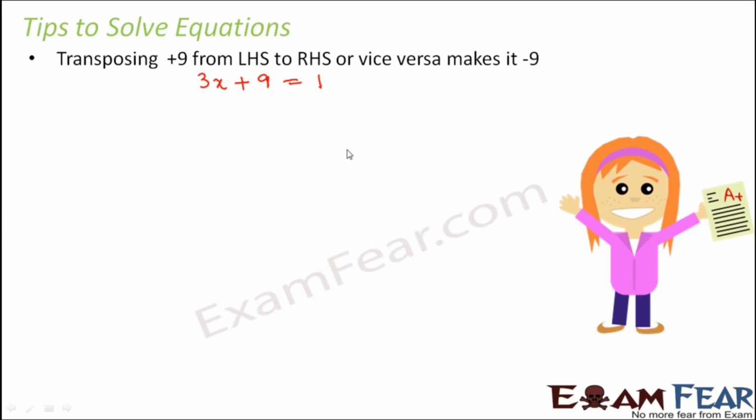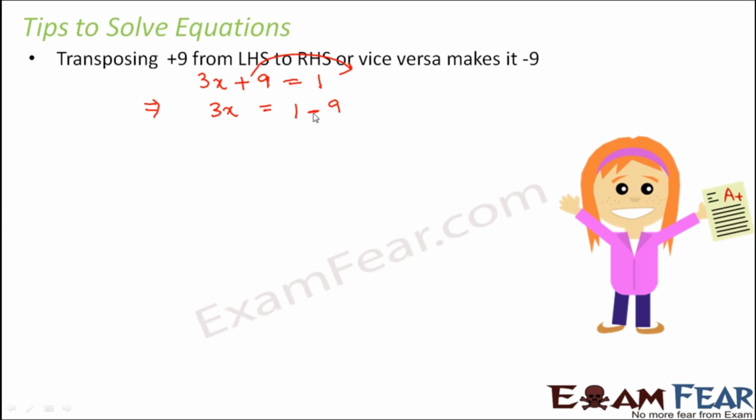So if you are doing that, what will happen? Any number with a plus sign will become a minus sign. That means if I want to shift 9 to right hand side, what will happen? So 9 will no more be there on left hand side, 9 will come to right hand side, but instead of plus, you will have a minus. That is the only difference.